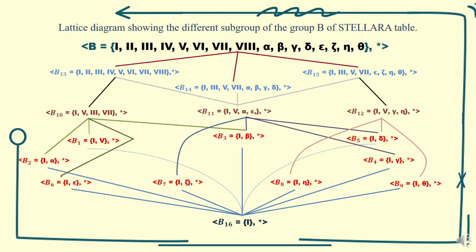And lastly, our trivial subgroup is B16, or B sub 16, is equal to the set of Roman numeral 1 under the binary operation star is a trivial subgroup.